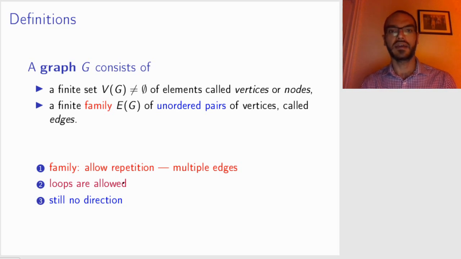Now, please be cautious. This is the definition that we'll use in the course and the definition that is used in the book. But if you pick up a different book, they might use words differently with respect to direction, loops, and multiple edges, so be careful.